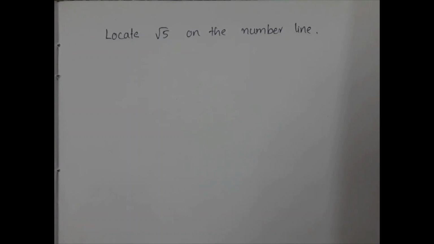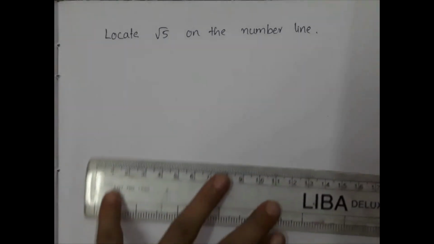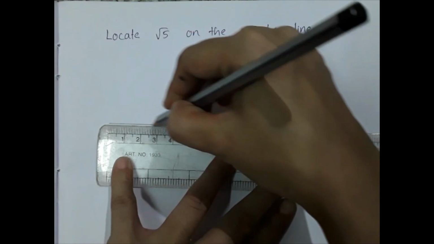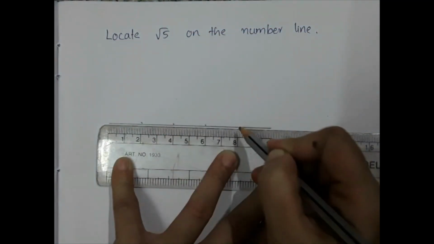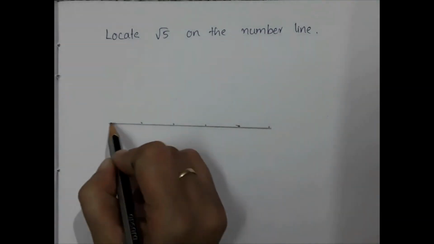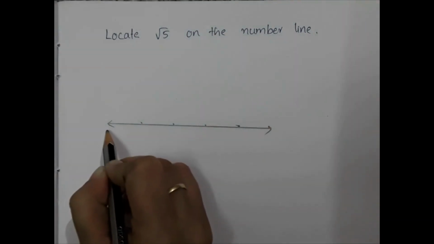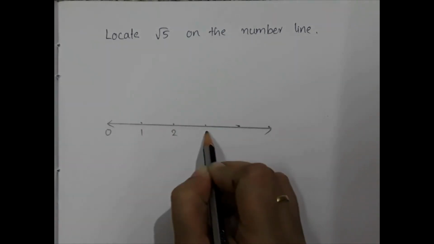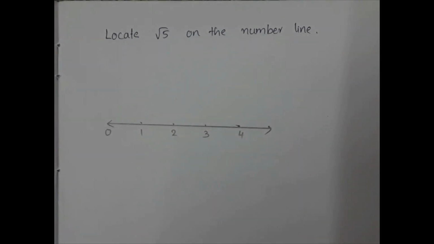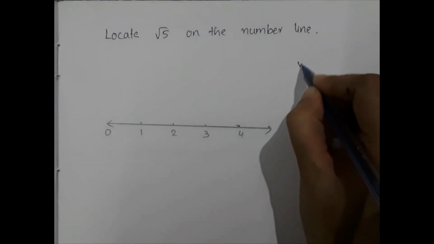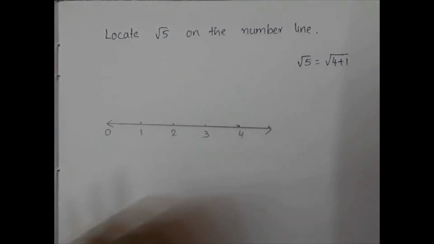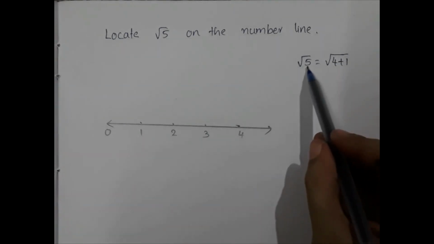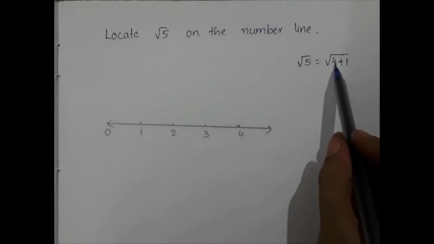Next one is locate root 5 on the number line. So first you have to draw the number line and mark the centimeters or the units. Okay, so this much. This is 0, 1, 2, 3, 4. Okay, so you have to construct root 5, is it? So listen here please. Root 5 can be written as root of 4 plus 1. Is it correct or wrong? Yes. Why? Because 4 is a perfect square, is it?